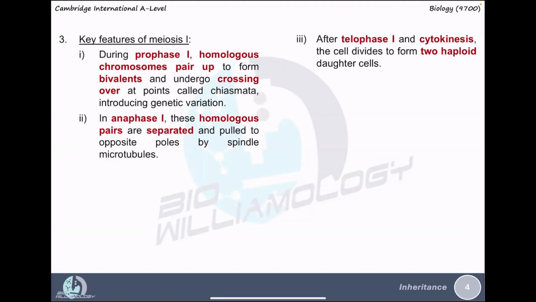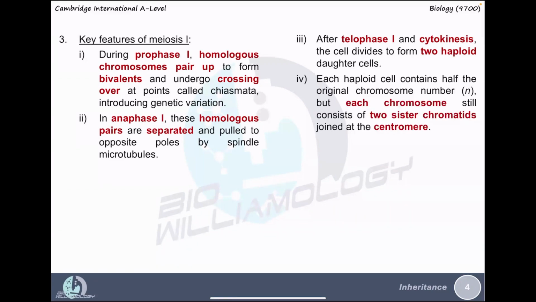So after telophase 1 and cytokinesis, the cell divides to form two haploid daughter cells. And each haploid cell contains half the original chromosome number, but each chromosome still consists of two sister chromatids joined at the centromere. And because of this, the cells need to proceed to meiosis 2, where sister chromatids are separated.